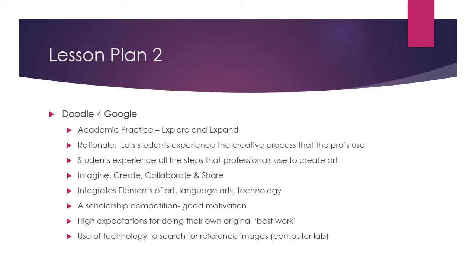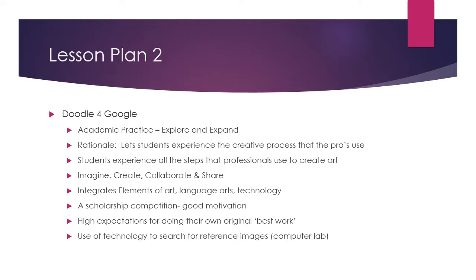So the second lesson plan in this unit is called Doodle for Google. Once again, the academic practices are explore and expand. My rationale for this lesson plan was to let students experience the creative process that the pros use, professional artists. Doodle for Google is a scholarship competition that Google holds where kids from K through 12 get to design their own Google Doodle.